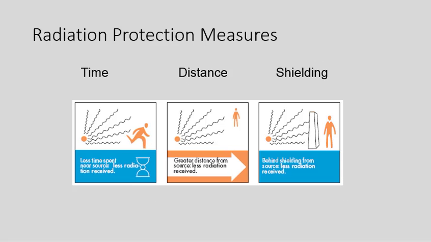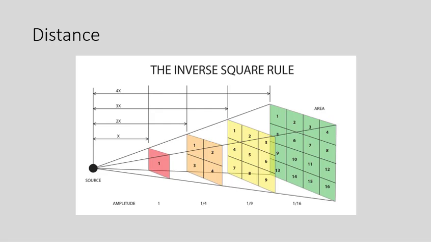In terms of radiation protection, time, distance, and shielding are your friends. It's obvious. The further away you are from the radiation source, the less time you spend near the radiation, and the more shielding you use, lead gowns, the less likely you are to be receiving radiation. The inverse square rule applies to distance. Stepping 1 meter back from the source of radiation reduces your radiation absorption by fourfold, and so on.